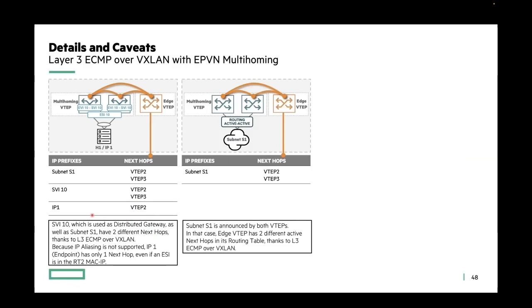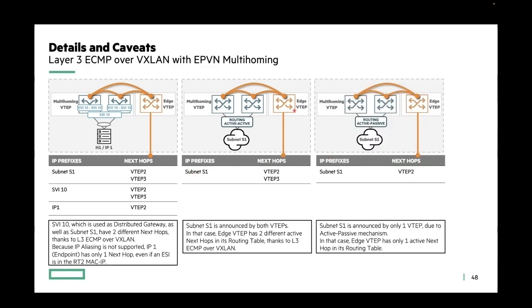Subnet S1, in that case, is announced by both VTEPs. So in that case, you can see that we have a router here, and routing is done using active-active mechanisms. So the subnet is announced by both multi-homing VTEPs, and we have the two VTEPs here, which are assigned to the subnet S1 on the edge VTEP side. And finally, if we are using an active-passive mechanism on the other end, it means that S1 is only announced by one VTEP, so we will only have one VTEP as active next hop on the edge VTEP side as well.